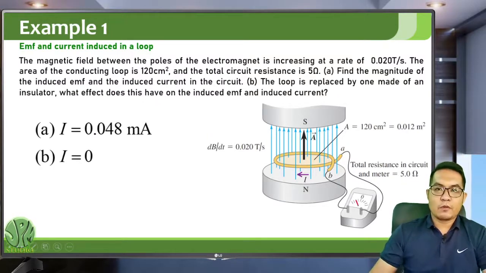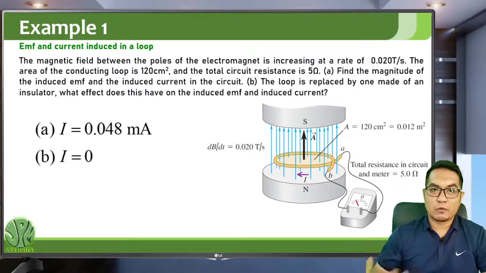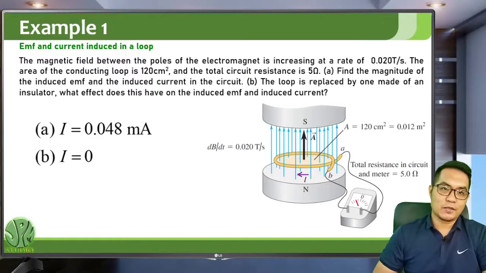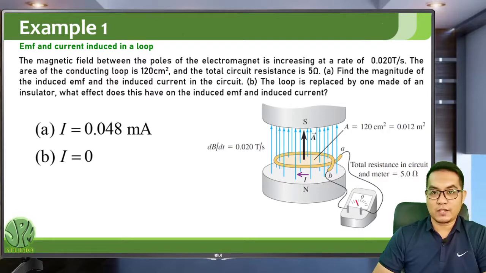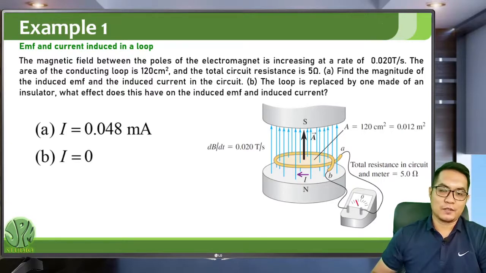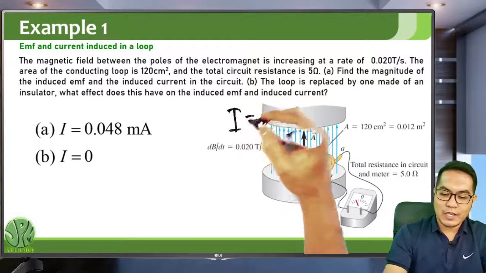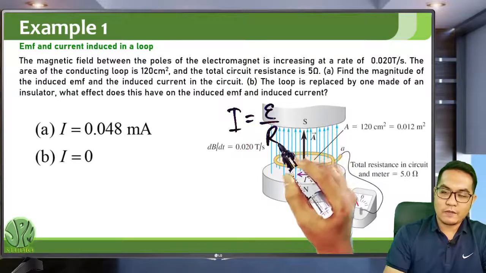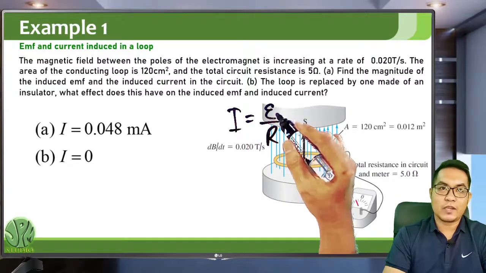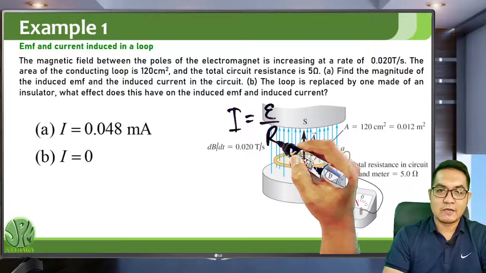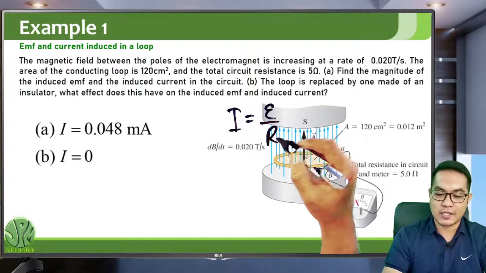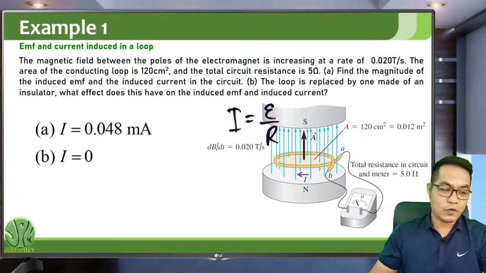For letter B, if you replace the loop with an insulator, then current will not flow through an insulator. So the EMF is still the same, 0.24 millivolts, but the current is 0 because the resistance of an insulator is very, very large. Since I is EMF over R, no matter what your EMF is, if the resistance is very large, as insulators have, then the current is very small, or approximately 0.